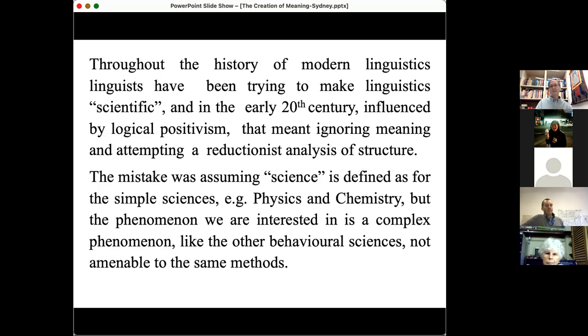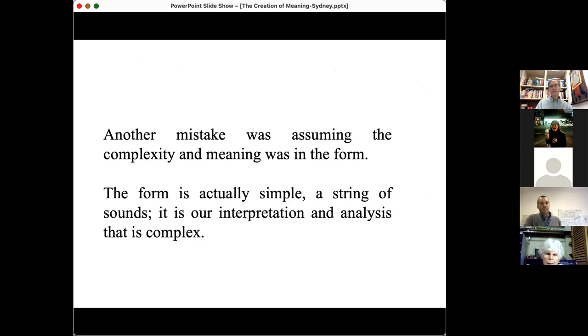The mistake was seeing science as defined for simple sciences like physics and chemistry. But the phenomenon we're interested in is a complex phenomenon, like other behavioral sciences, not amenable to the same methods. You cannot reduce things. You cannot use this reductionist approach.